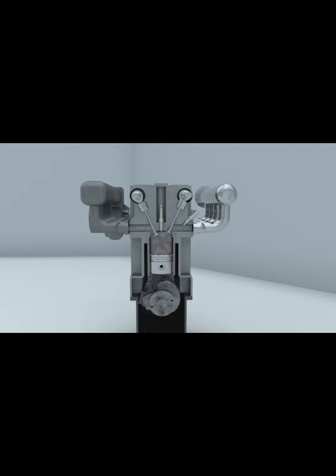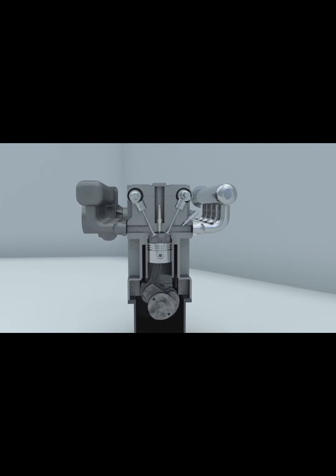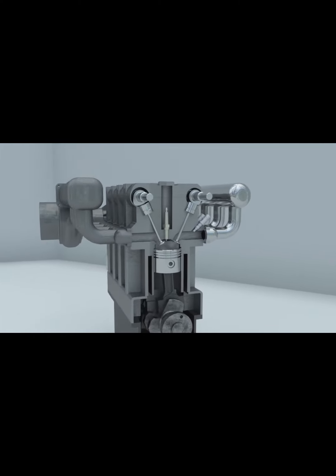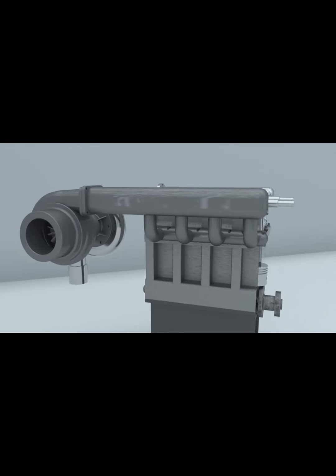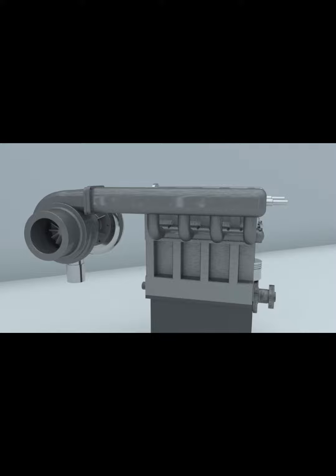The particles of gas act upon the blades of the turbine wheel, causing it to rotate. The turbine and compressor wheels are mounted on one shaft. When the turbine wheel rotates, the compressor wheel also rotates, forcing air into the engine cylinders.